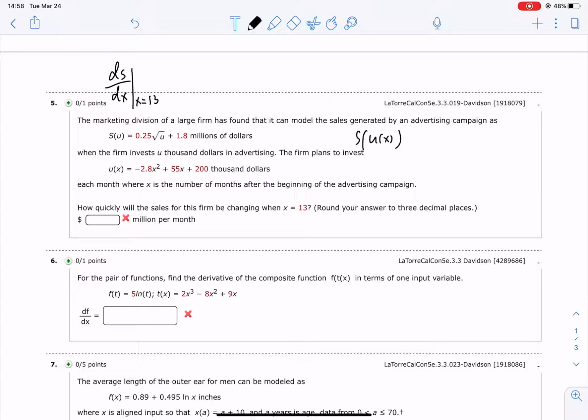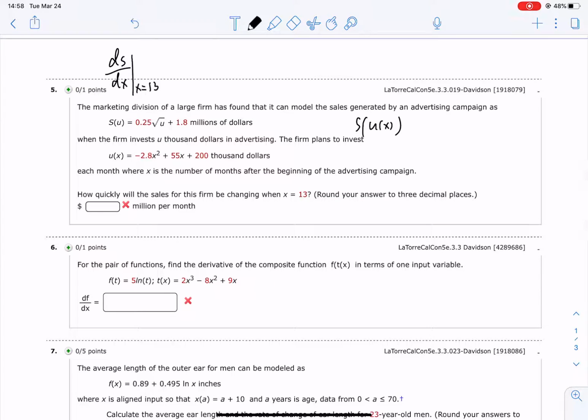Okay, so it's already there. Just read the question, then you may know what is s of u, what is u of x. And the question is how quickly we know it's about the derivative. How quickly will the sales for this company be changing when the value of x is 13? The sales is the first function.